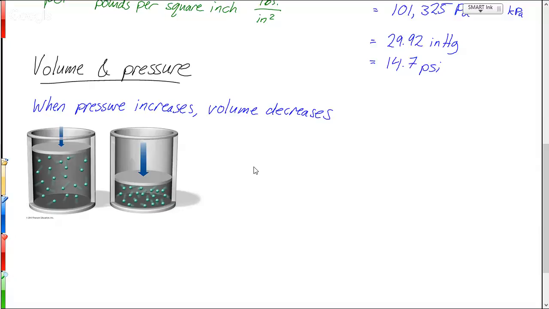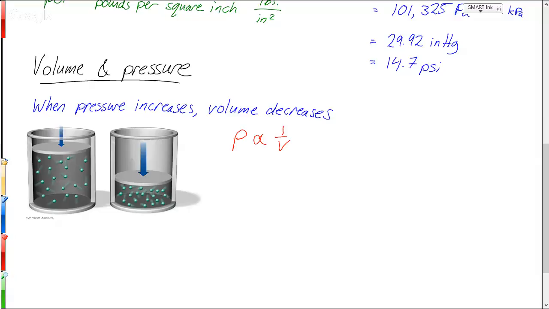We would say the pressure is inversely proportional to the volume. So if we increase pressure, volume has to decrease to compensate. And the opposite is true as well.